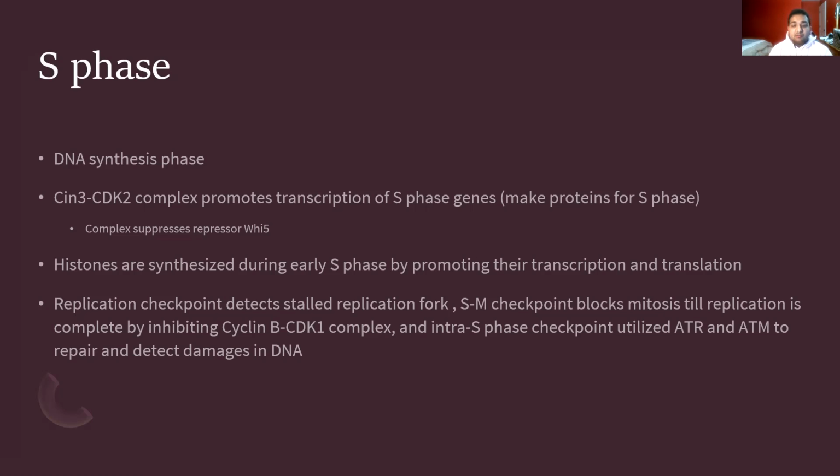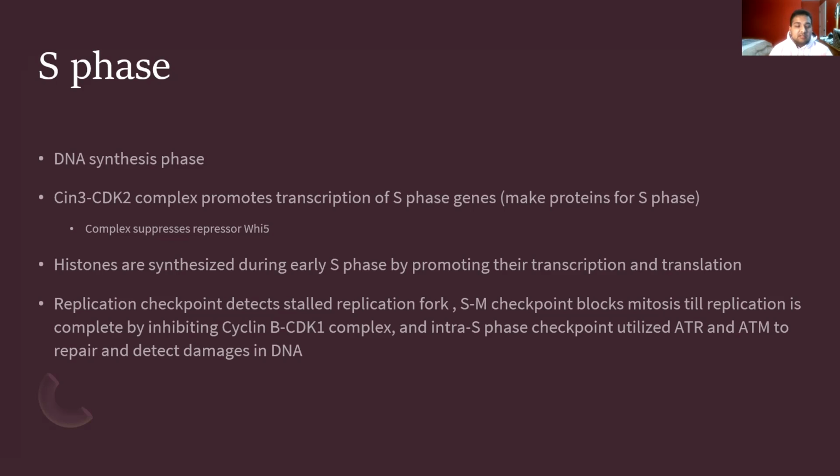So the replication checkpoint detects a stalled replication fork, which we're going to talk about in a second, is how DNA replicates. But they create something called a replication fork. We want to make sure our DNA is completely replicated before going forward. So we check for this stalled replication fork to make sure our synthesis is actually going through all the way. The S/M checkpoint blocks mitosis till replication is complete.